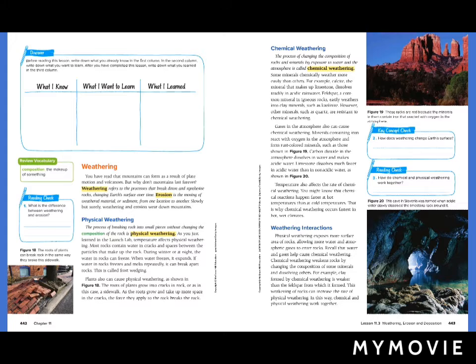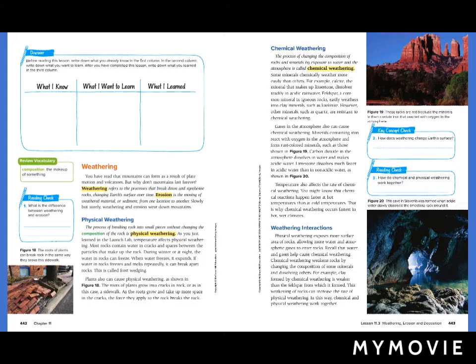Physical weathering. The process of breaking rocks into small pieces without changing the composition of the rock is physical weathering. As you just learned in the launch lab, temperature affects physical weathering. Most rocks contain water in cracks and spaces between the particles that make up the rock. During winter or at night, the water in rock can freeze. When water freezes, it expands. If water in rocks freezes and melts repeatedly, the rock can break apart.